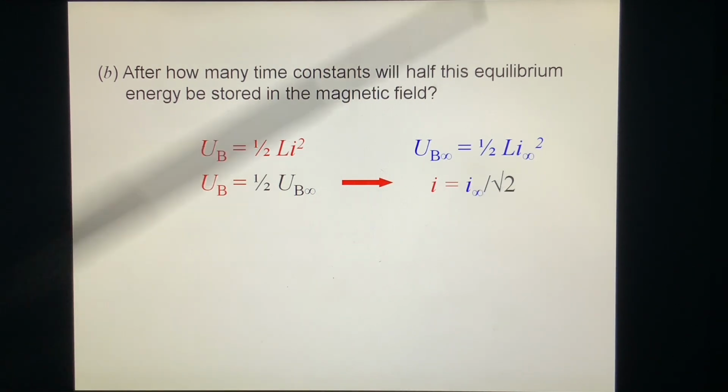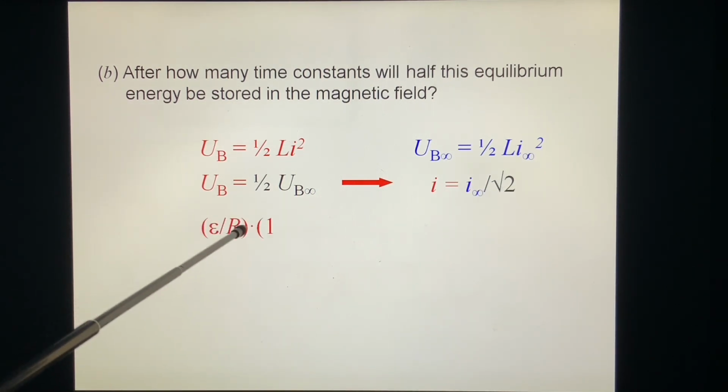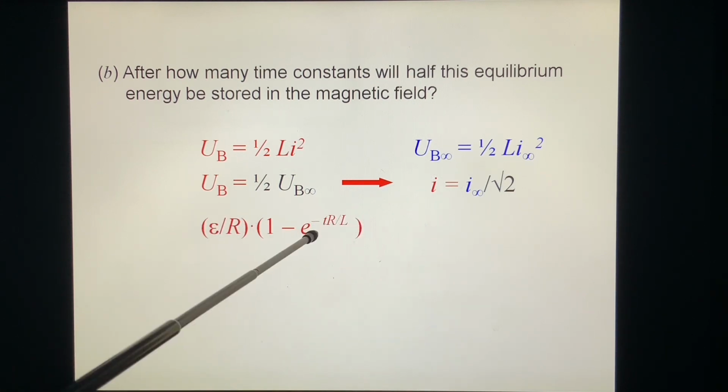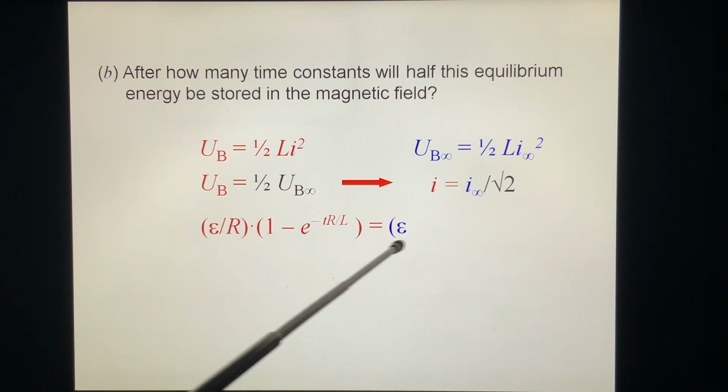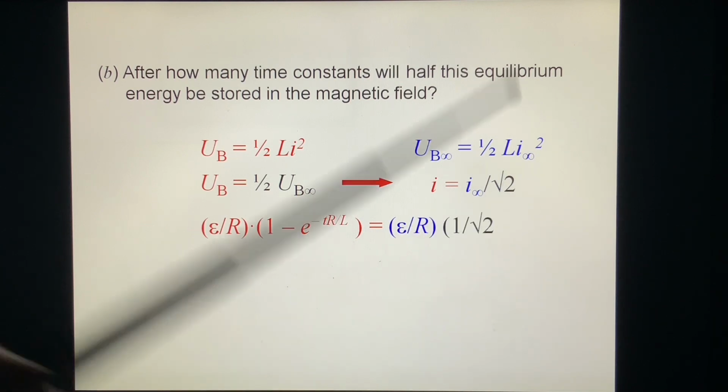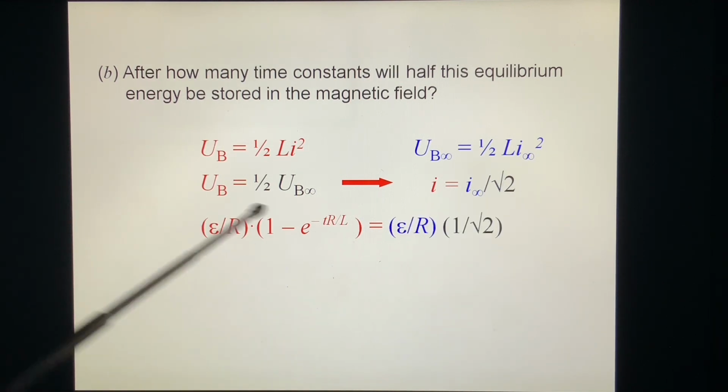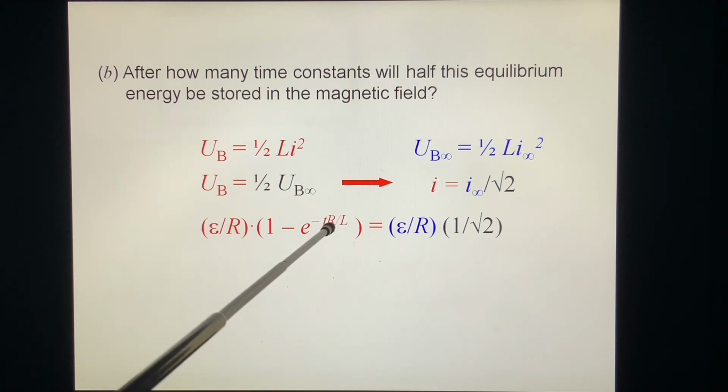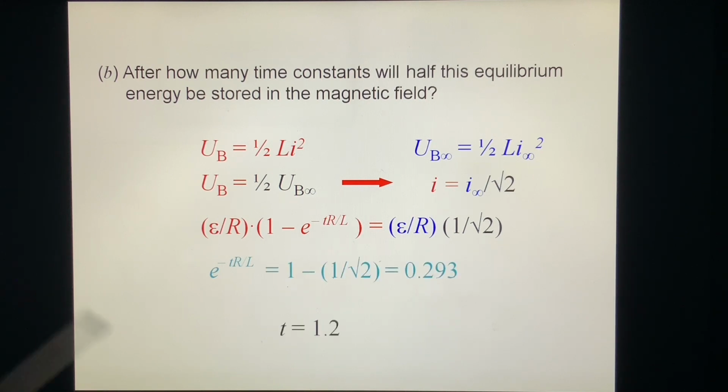At I infinity, we know that is epsilon over R. This is I at any time, and this I final is epsilon over R over square root of 2. From this, we cancel the epsilon over R, and we can find t. I won't do it, it's simple mathematics. You're better than me. We find t is about 1.2 L over R. This is the time constant, so it is 1.2 time constants.